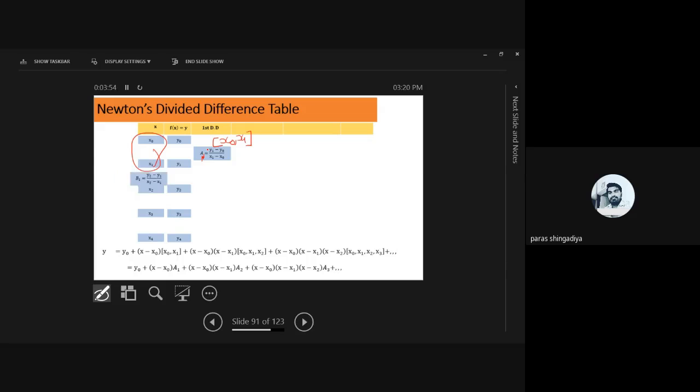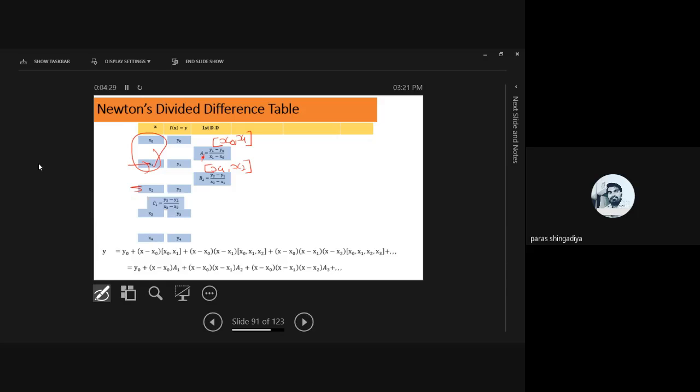Then the second one is the difference of y2 and y1, so it is y2 minus y1, and its corresponding values in x are x2 and x1. So the denominator is x2 minus x1. Here I consider the difference of x1, x2, so in Newton's method it is known as x1 comma x2. For arbitrary use, I use the notation b1. That is y2 minus y1 divided by x2 minus x1.